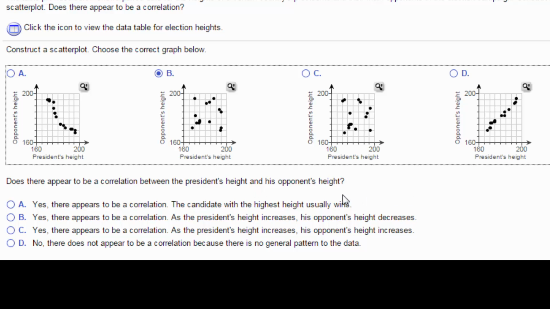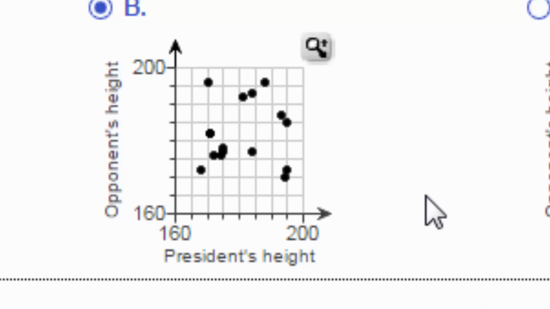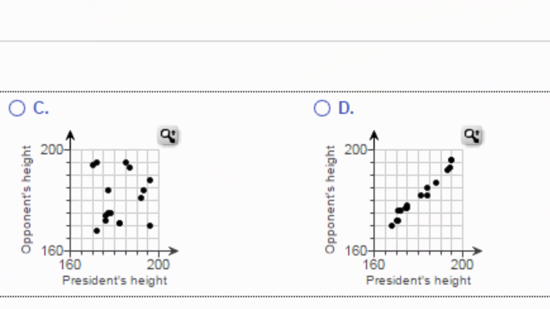All right, now it says, does there appear to be a correlation between the president's height and the opponent's height? Well, here looks definitely like a really strong negative correlation, meaning the taller the president's height was, the shorter the opponent's was. This doesn't look like a real pattern with this data here.